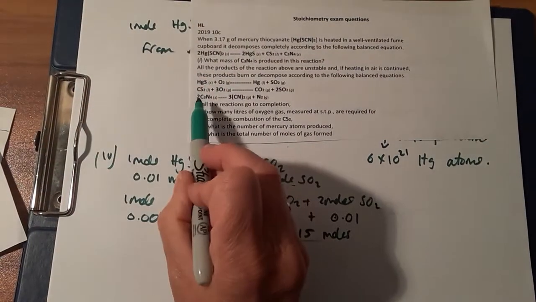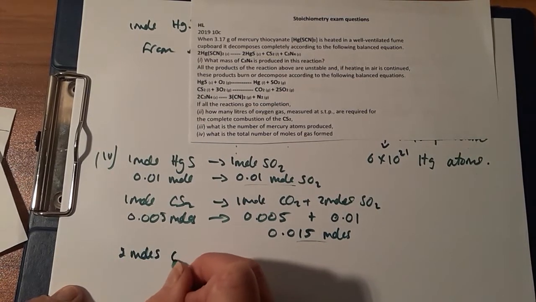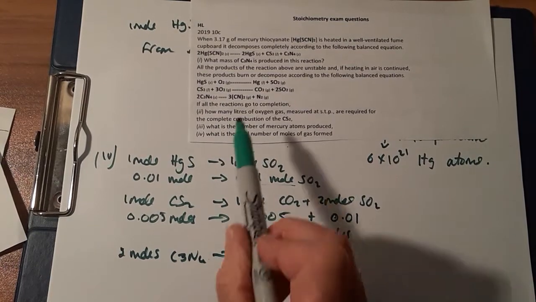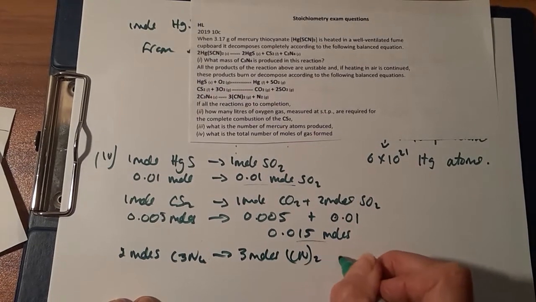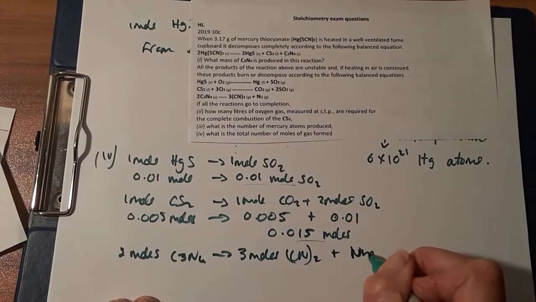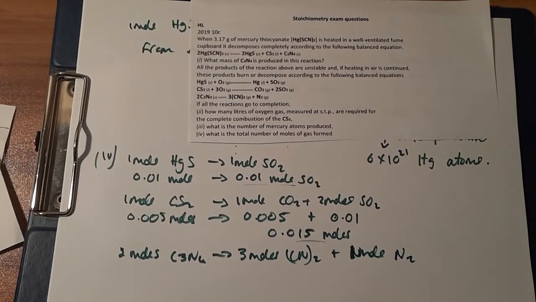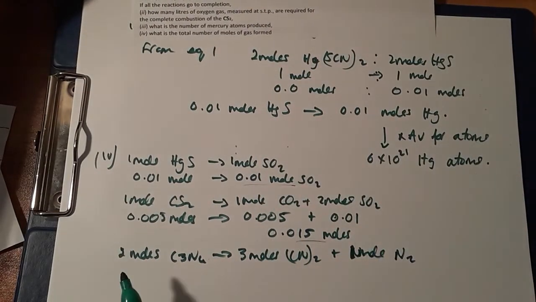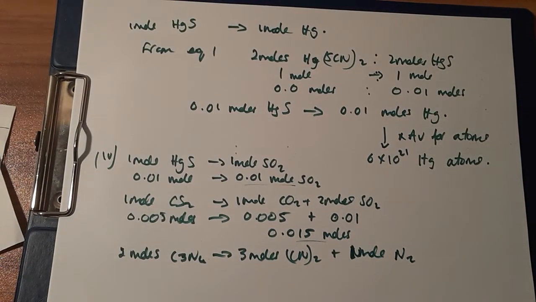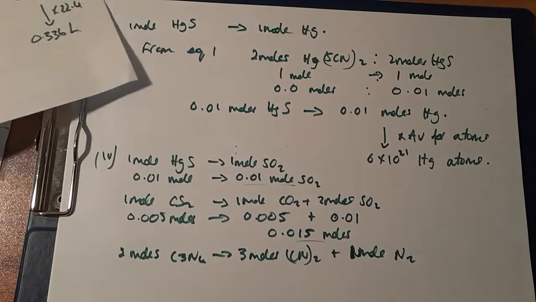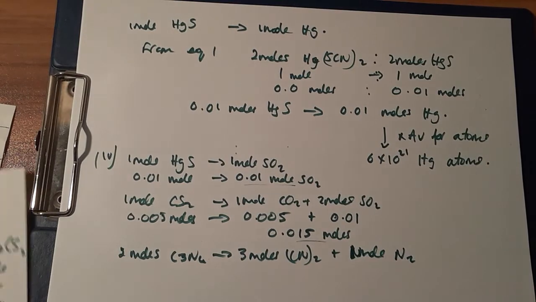And finally, the third one, C3N4. 1 or 2 moles of C3N4 will give you how much gas? Well, it will give you 3 moles of CN2 plus 1 mole of nitrogen. Okay, so how much of this did we use? Which equation had the C3N4 in it? Let me just see. Do we know how much C3N4 is used? We don't yet, so we've got to find that out.